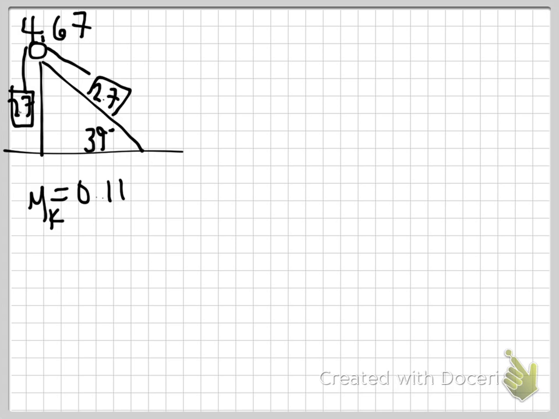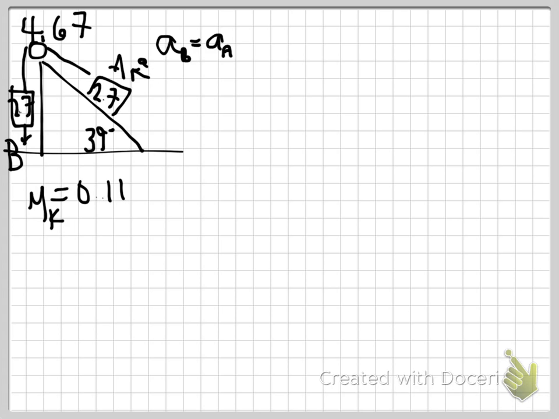Ignore masses of the frictionless pulley and the cord. As mass B moves down, so this is B over here, this is A. Determine the magnitude of the acceleration of MA and MB given theta is 39. So the acceleration of A is equal to the acceleration of B because they're connected. So as this one accelerates down, this one's going to accelerate up.